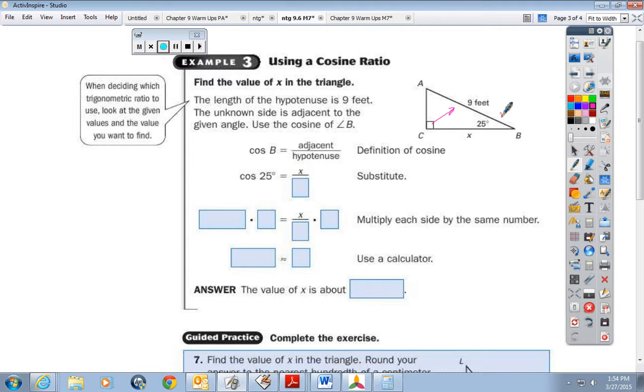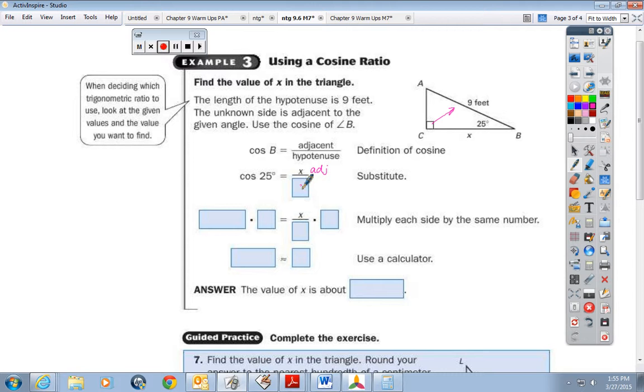adjacent, and hypotenuse. Okay? So what we're going to do is if by finding the cosine of 25, I can figure out what the adjacent side is over the hypotenuse. And what length is the hypotenuse? 9. Okay, so we're going to have to work backwards here.